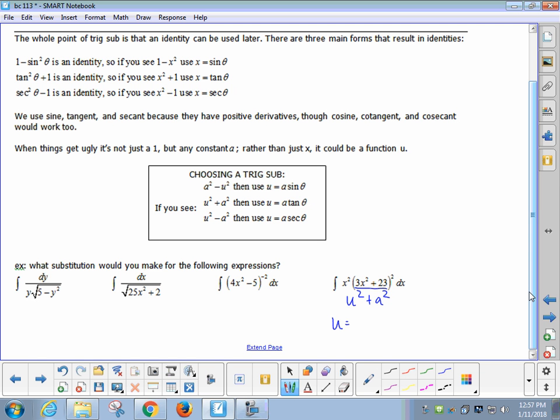Okay, if u is a tangent theta, then u is, what's a? Not 23, but root of 23. Okay? Tangent theta. All right? There's a little more to it than that, but we'll talk about that in a second.